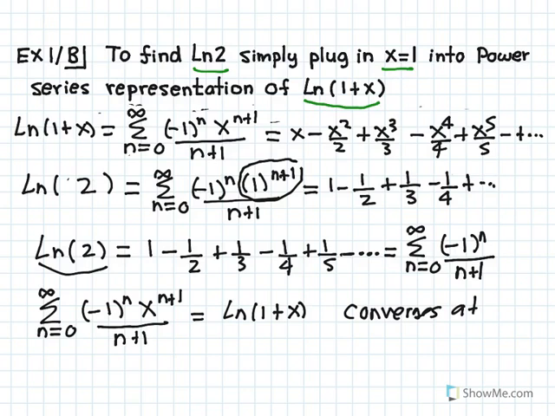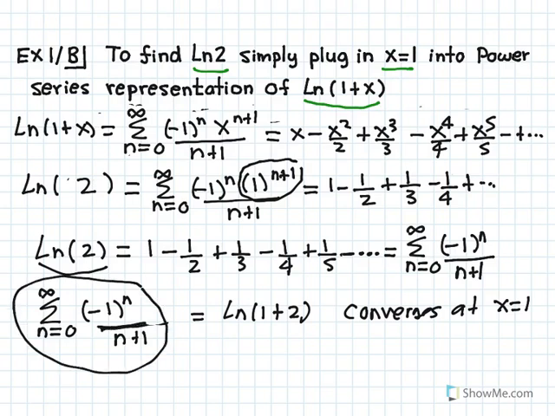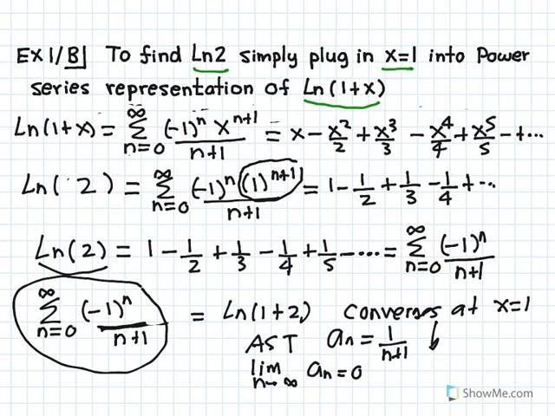Now, let's show that it actually converges at x equals 1. So we get the summation, plug x equals 1 in here, and we get negative 1 to the power of n divided by n plus 1, which gives us log of 2. Now the question is, how do we know that this is a convergent series? Well, we can apply the alternating series test, AST. The terms are decreasing: a sub n equals 1 over n plus 1 is decreasing, and also the limit as n approaches infinity of a sub n is equal to 0. So by the alternating series test, this series converges.